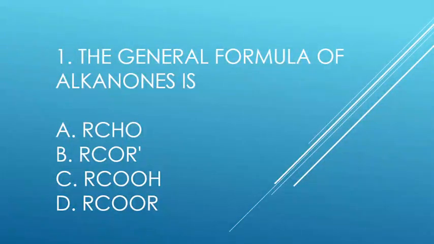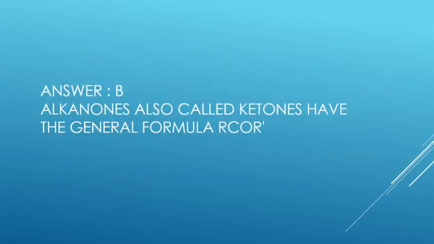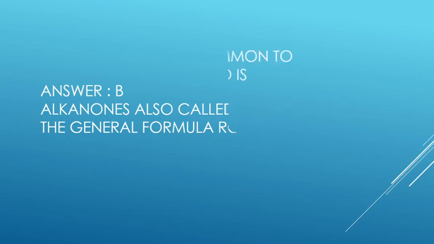CrCOR, CrCOOH, DrCOOR. The answer is B, which is RCOR. And alkanones are also called ketones. They have the general formula RCOR.